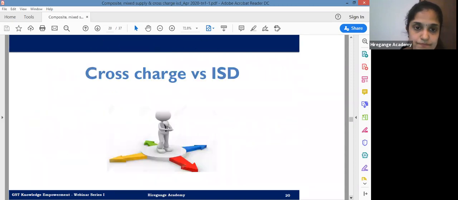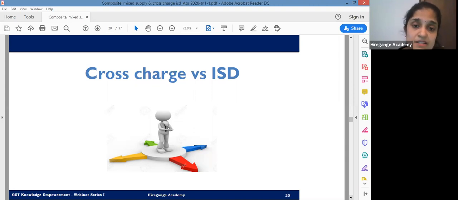Okay. Next, I come to another very important aspect, that is the cross charge versus ISD. We hear a lot about the cross charge. What is said to be a cross charge? There has been a lot of confusion in the last 2.5, close to 3 years after GST has been introduced, about whether it is required to be done. First of all, what is cross charge? Is it required to be done by the different entities? How is it to be done? How should the invoicing be done? How should the valuation in the invoice be fixed? All these aspects need to be looked into.